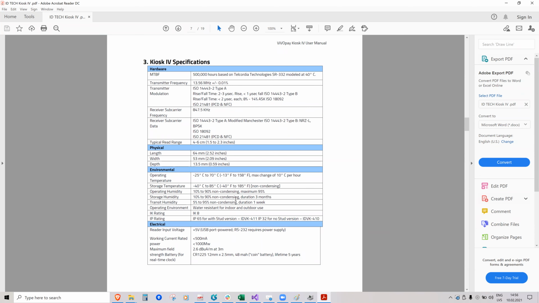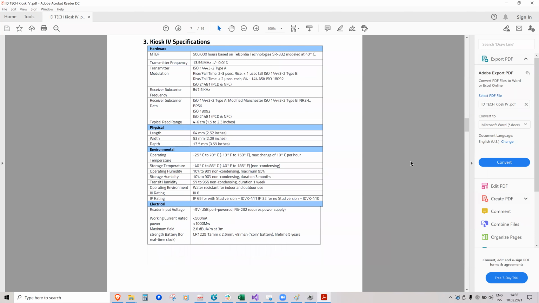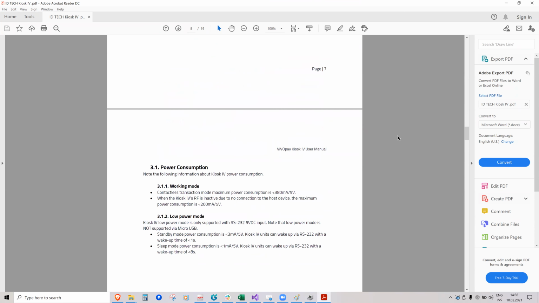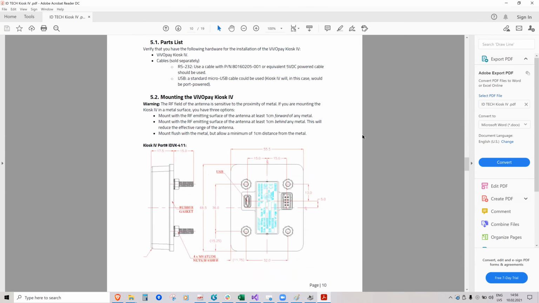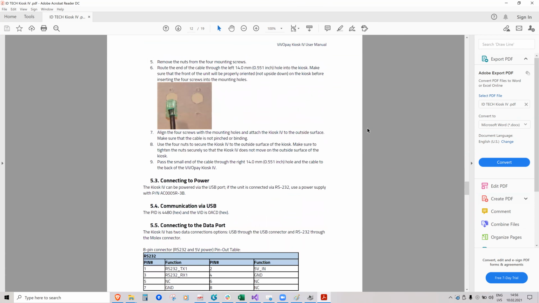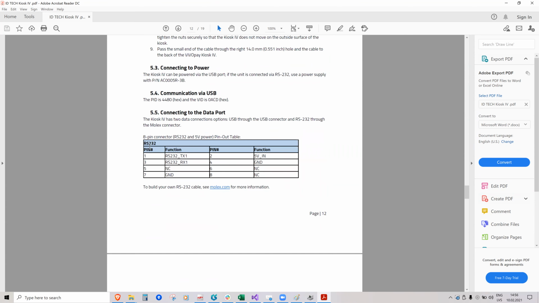And then there is other data about voltage, how much voltage you would support. And now let's check out the connectivity. So we want to connect this thing to our device. Let's check out information about the connector. And here it is, connecting to the data port. So you have two options. One is USB through a USB connector, or RS232 through the Molex connector. Actually, this is not a Molex connector. It was actually a Hirose connector.